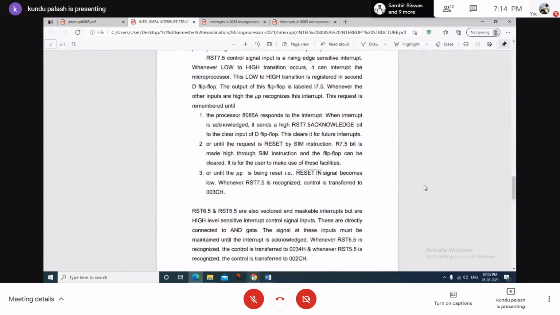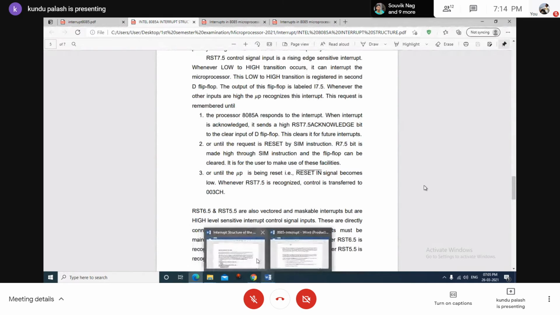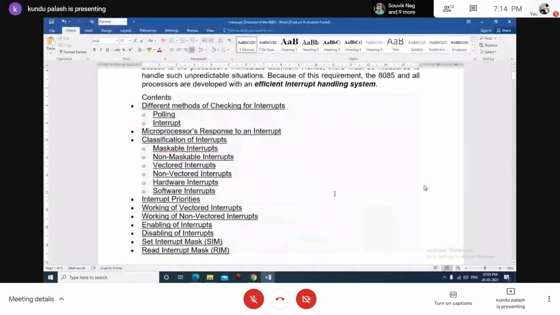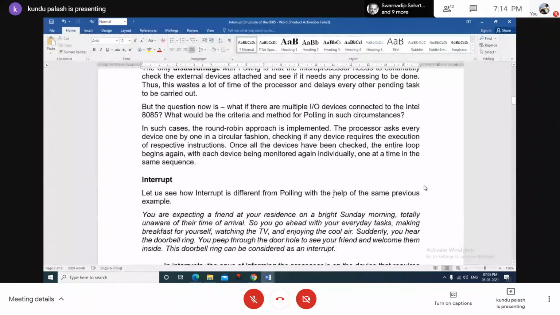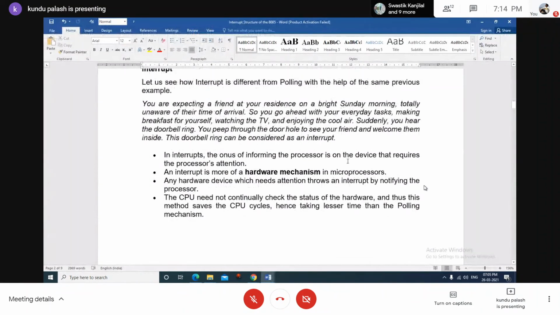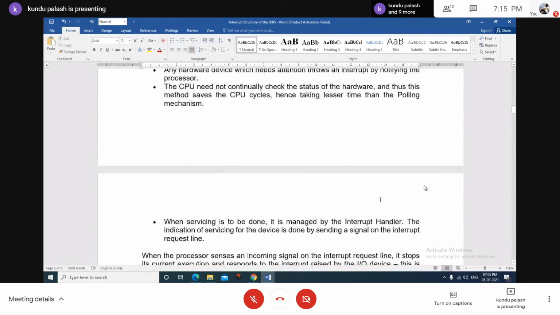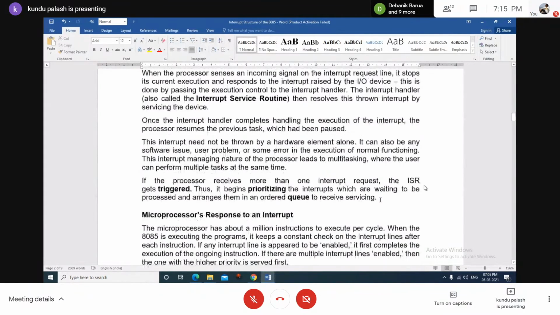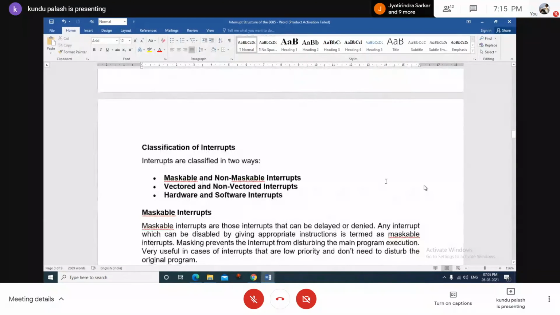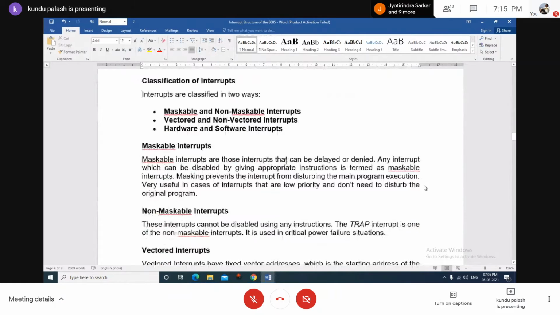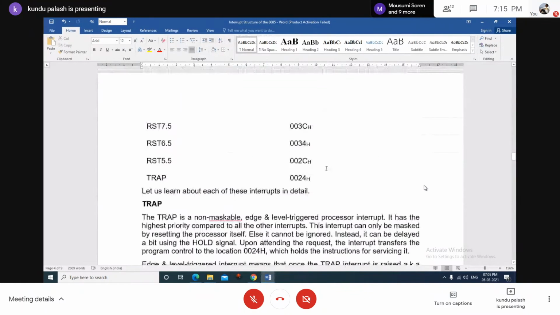So this is all about interrupt processing. The application of the interrupt program will be discussed in the next class, whenever we start the interfacing of external hardware, and that is the important part. But this is the theory of the interrupt: vector interrupt, how it can be masked, non-vector interrupt, and its classification. These are all described right now.